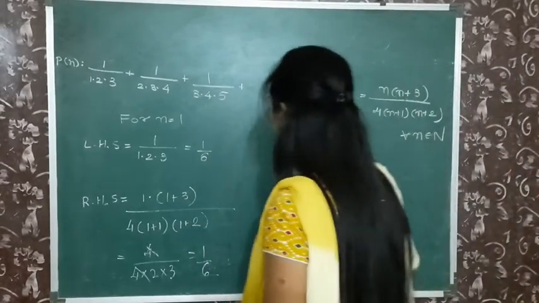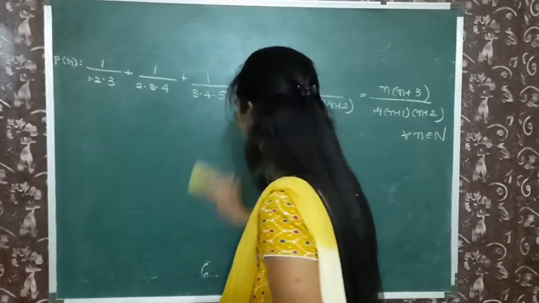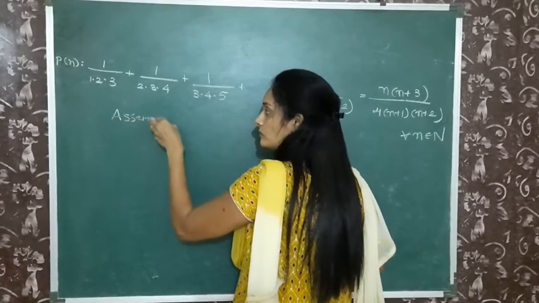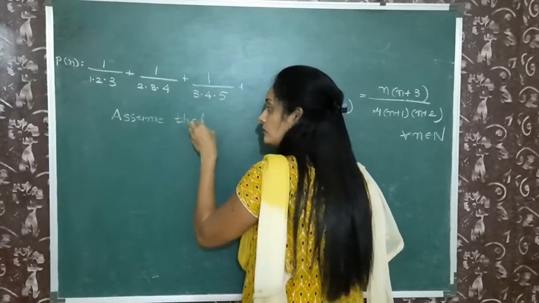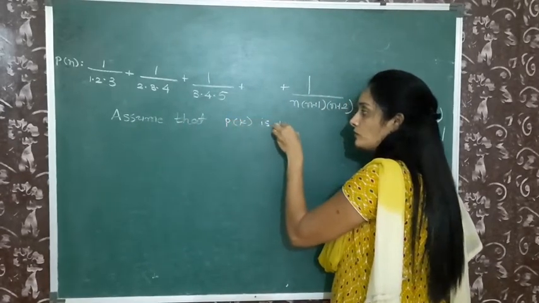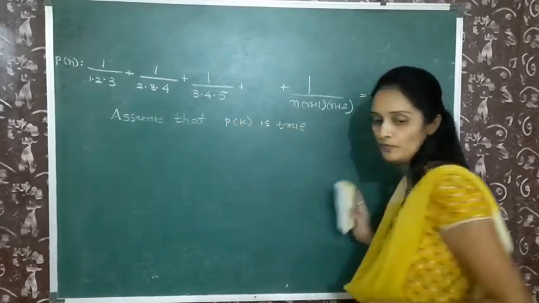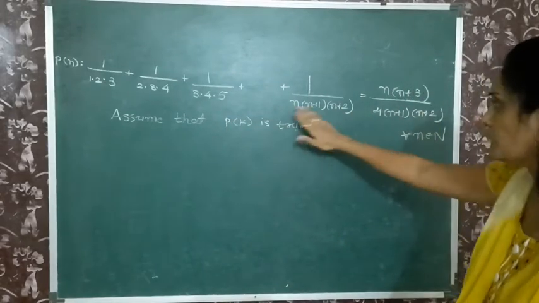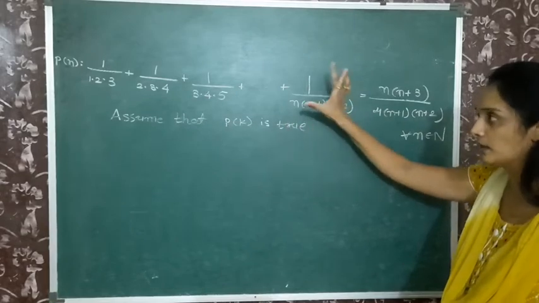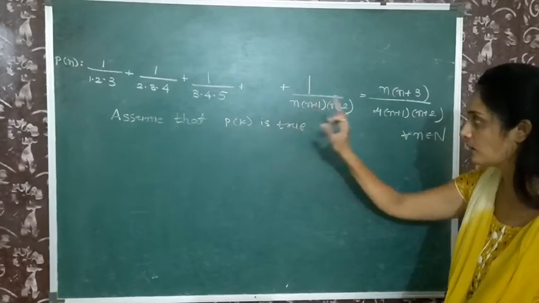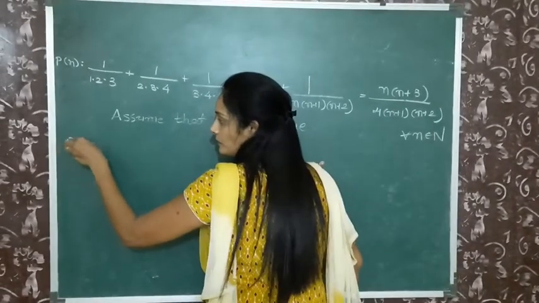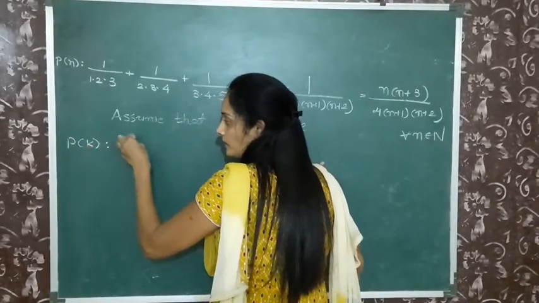Okay. Now next we assume that P(k) is true. So we can write statement P(n) exactly. Replace n by k. That means write the P(n) statement as it is, wherever n is there, put k. Okay, so P(k).